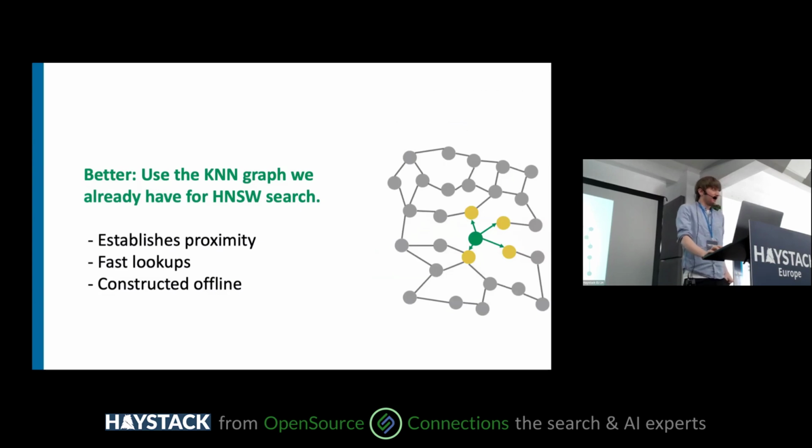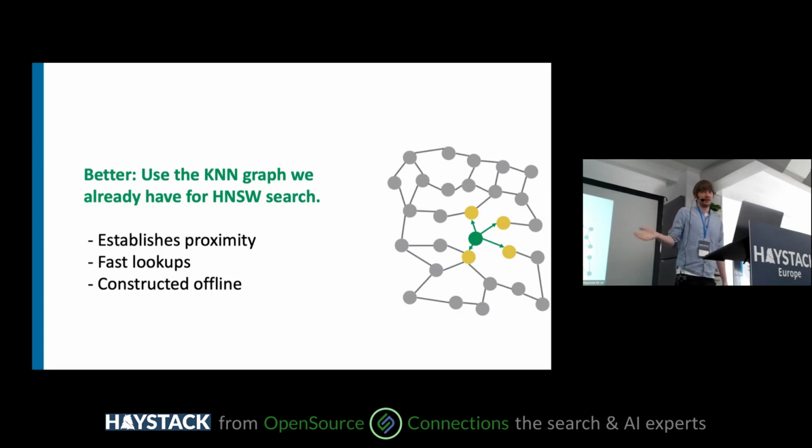What can we do better? Well, we can leverage something we actually already have, at least in most vector databases. We can leverage this k-nearest neighbor graph that we've built for doing vector search, for using HNSW search. We already have this graph that says, here's a document, here are similar documents to this. And we already use this to do search over vectors. This graph already establishes this proximity. It's as if it's that coordinate system from Battleship.